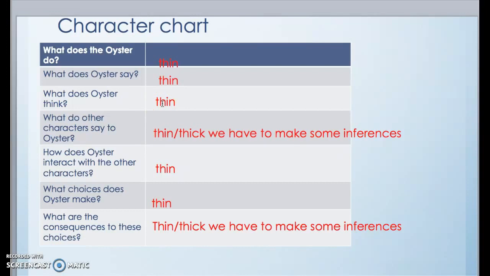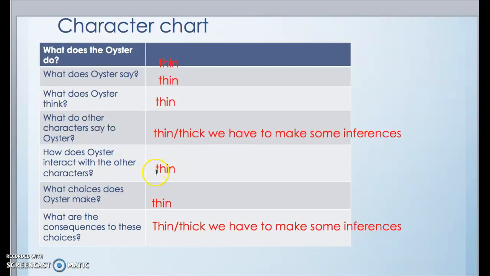What do other characters say to Oyster? And here we have to make some inferences, okay? Because again, it's all hearsay, so some of them we do make some inferences on what they are saying and interpreting what they are saying. Not just, okay, this is what the WPA man said, but what did he mean when he said that? So we do some interpretation there.